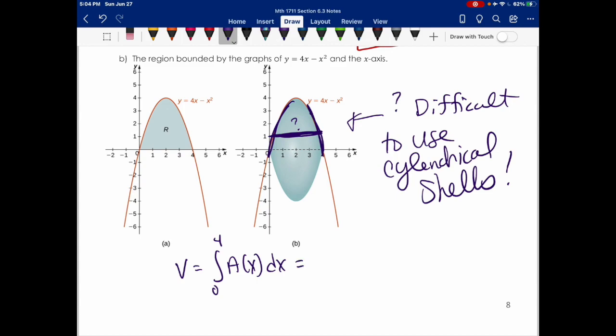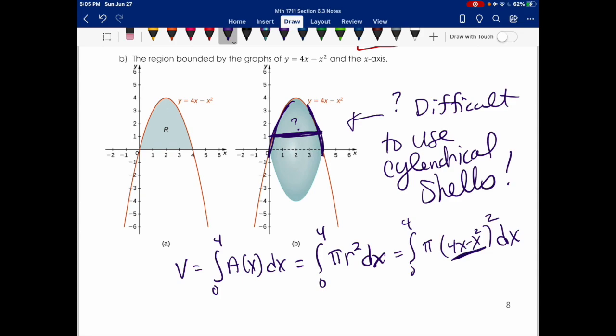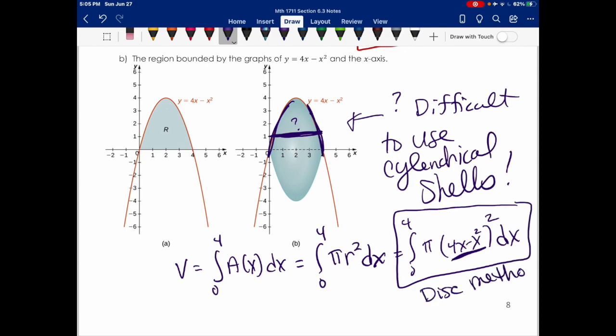So going with the disk method, remember to find the volume using the disk method, we would choose our interval, in this case it's 0 to 4. And we're trying to find the area of that cross section, which is the shape of a disk. So we have from 0 to 4 pi r squared dx, and then our radius of the disk is just going to be the value of the function. So really all we have to do is integrate from 0 to 4 pi, and then our radius is 4x minus x squared. I square that because this is our radius inside the parentheses, and then this would be fairly simple to integrate, so I think using the disk method would be the best here.